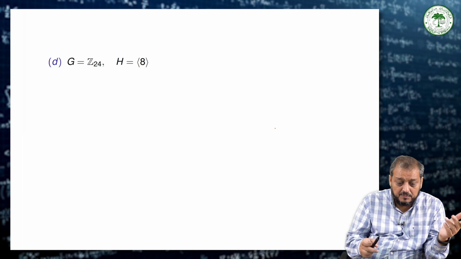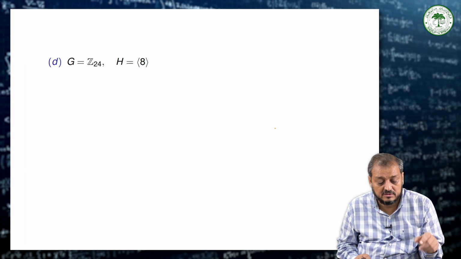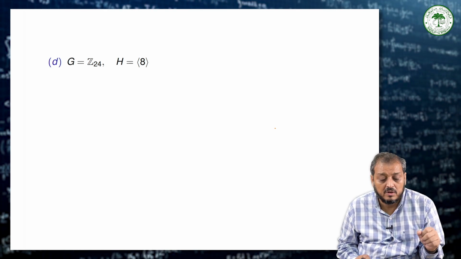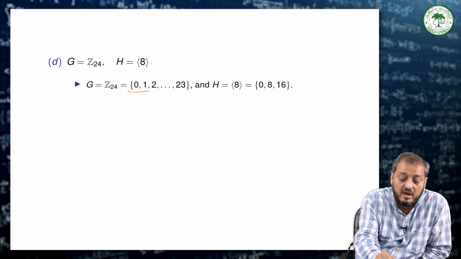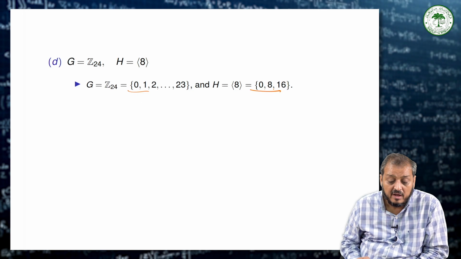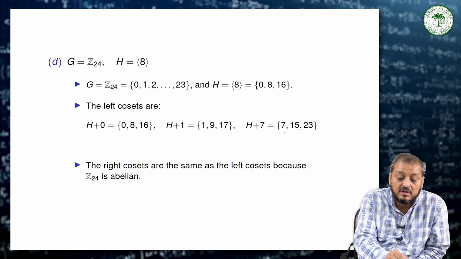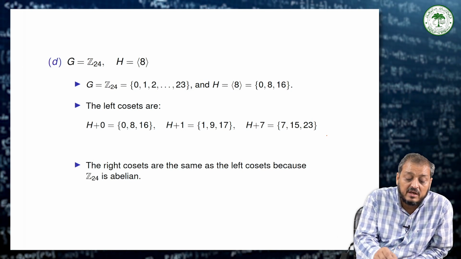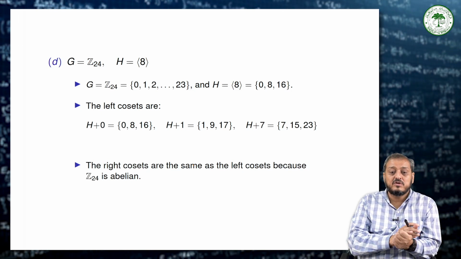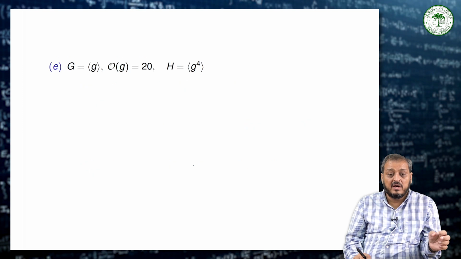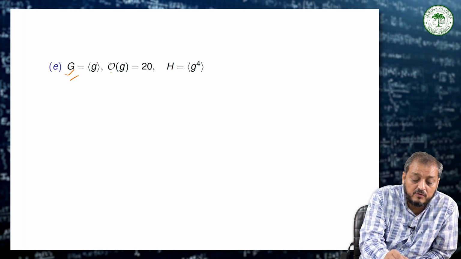Now I try one more. The subgroup is generated by 8. The elements of Z24 are of this form, and H is generated by 8, so 0, 8 and 16 are the elements. Then in this case again there are 3 distinct cosets, and the right cosets are the same as the left because again Z24 is an abelian group.